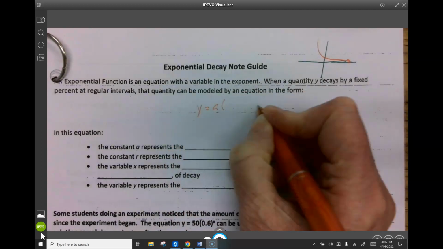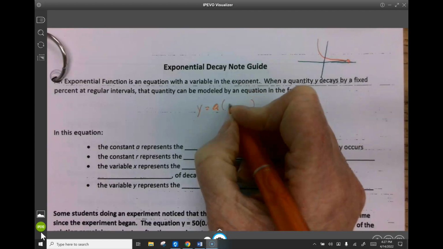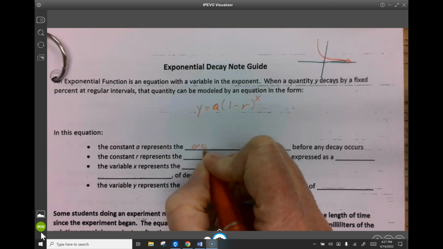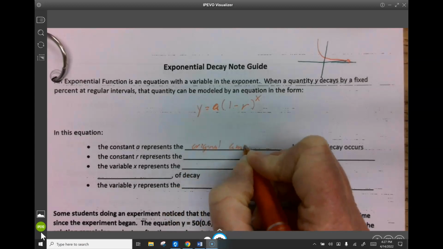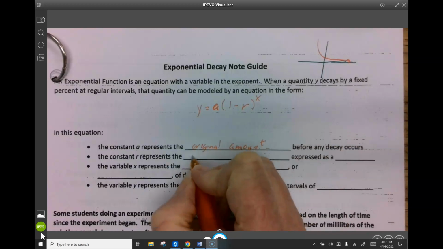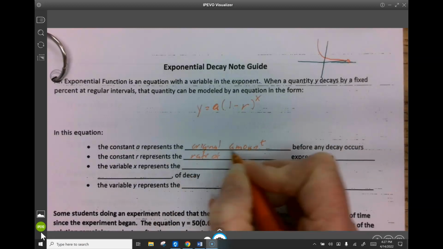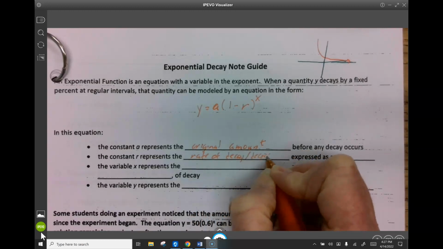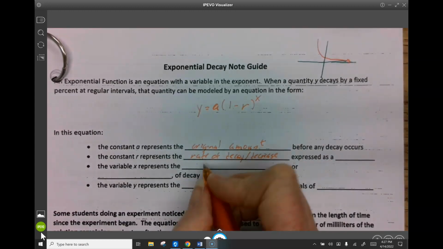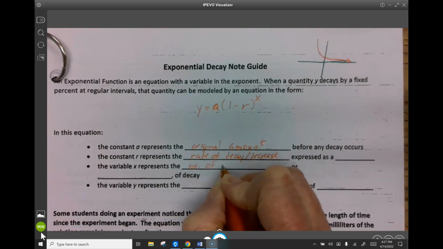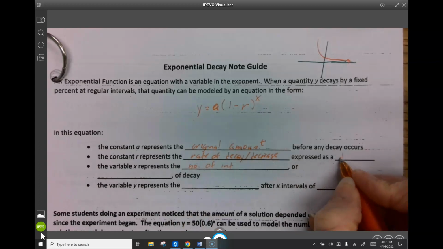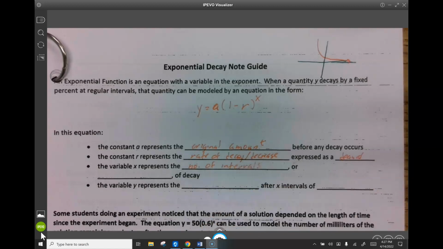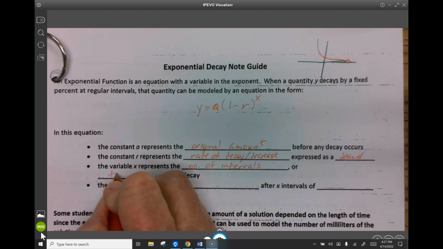Y is equal to A, but now it's a decay, so what do you think is going to happen? Exactly, 1 minus R to the x, where A, of course, is the original or initial amount. R is the rate of decrease, decay or decrease, as a decimal. X is the number of intervals, or the time periods of decay.